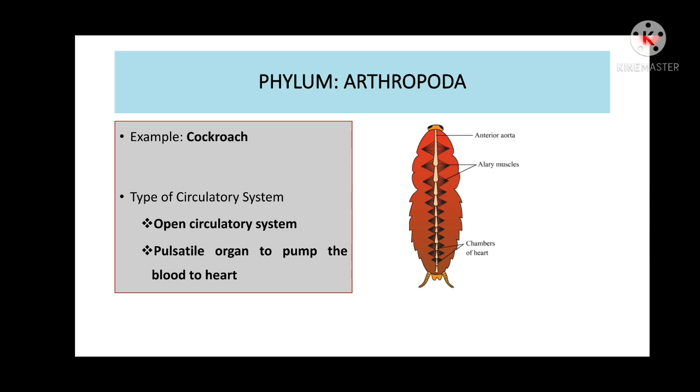Phylum Arthropoda. Example, cockroach. Open circulatory system is seen in arthropods, which means blood flows directly to the tissues. Arthropods have developed pulsatile organ to pump the blood to the heart.